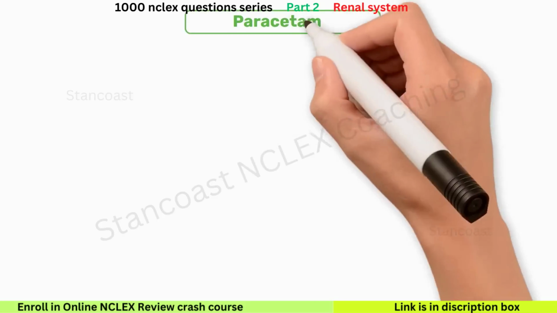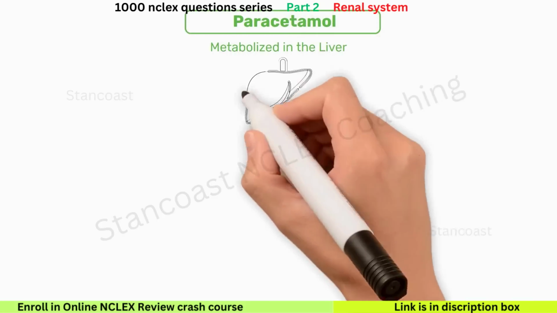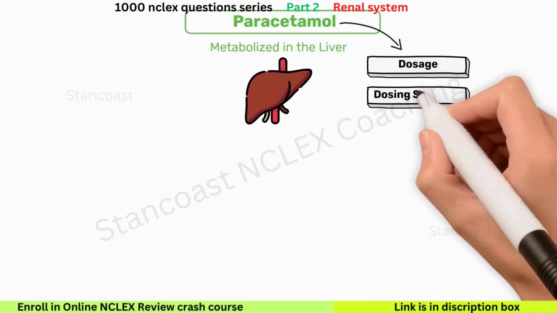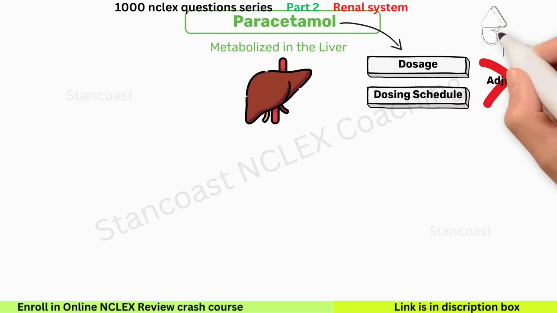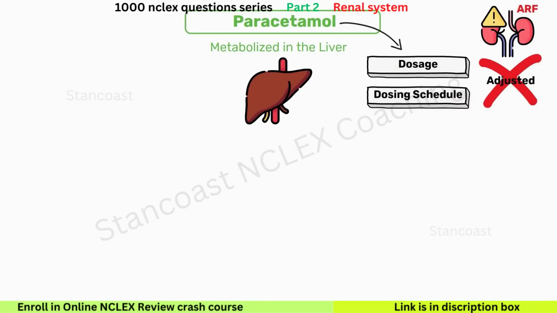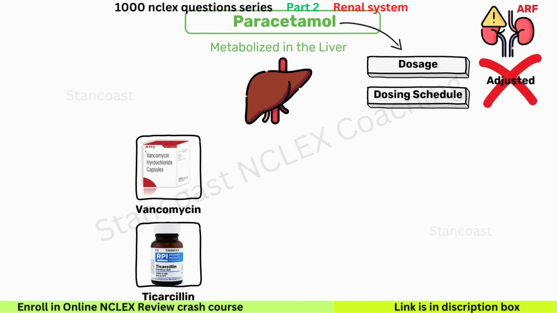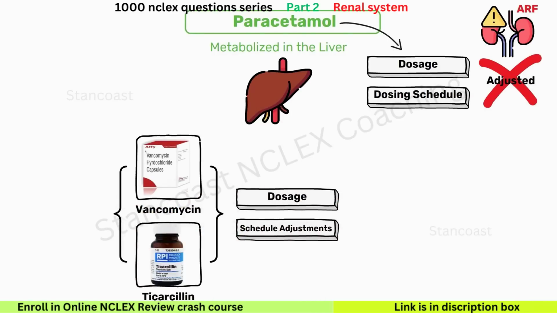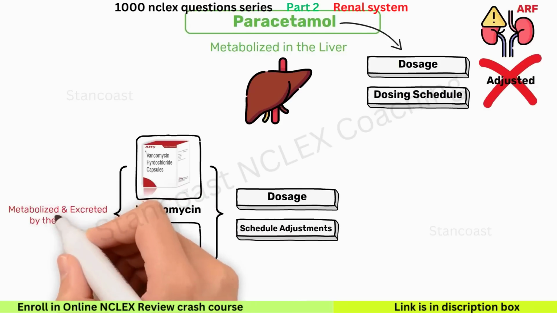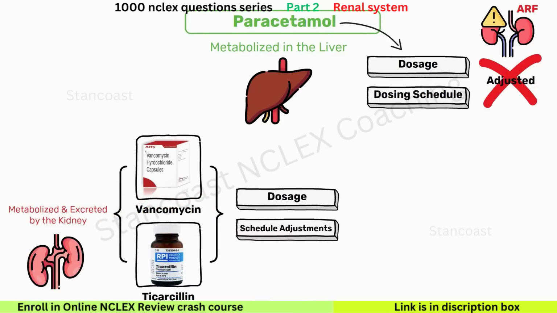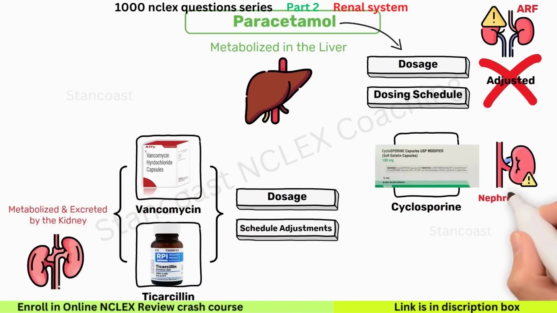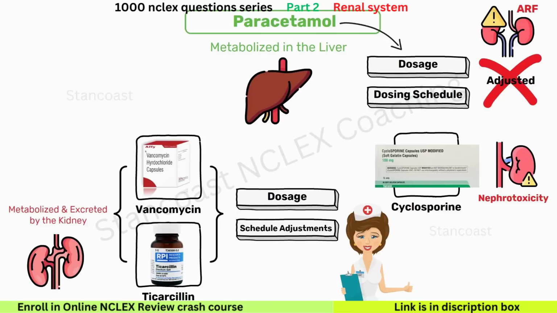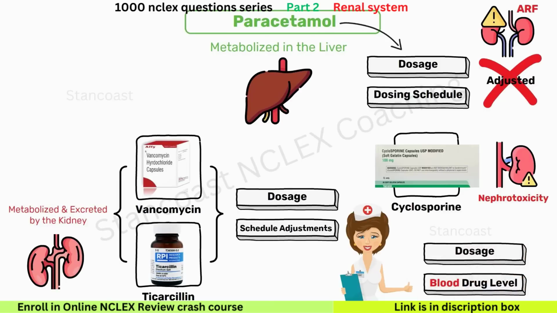Paracetamol. Paracetamol is metabolized in the liver, and thus its dosage and dosing schedule need not be adjusted for a client with ARF. On the other hand, vancomycin and ticarcillin, as mentioned in the question, require dosage and schedule adjustments as they are metabolized and excreted by the kidney. Additionally, while cyclosporine may cause nephrotoxicity, the nurse must monitor both the dosage and blood drug level in a client receiving this drug.